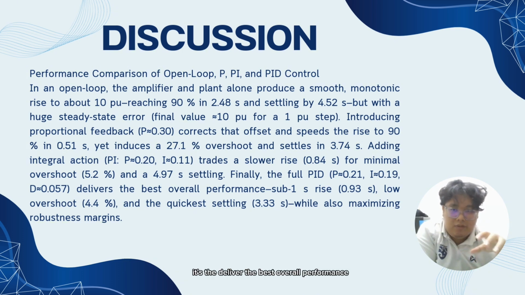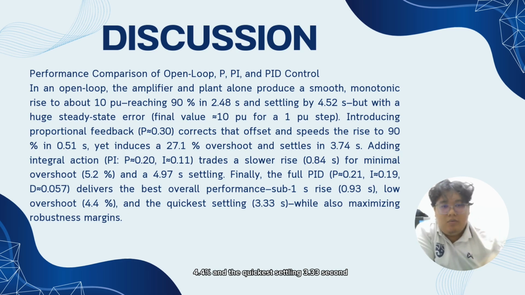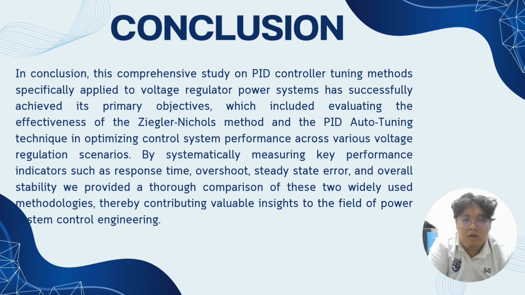Finally, the full PID with P = 0.21, I = 0.19, D = 0.057 delivers the best overall performance: sub 1 second rise at 0.93 second, low overshoot of 4.4%, and the quickest settling at 3.33 seconds, while also maximizing robustness margin.